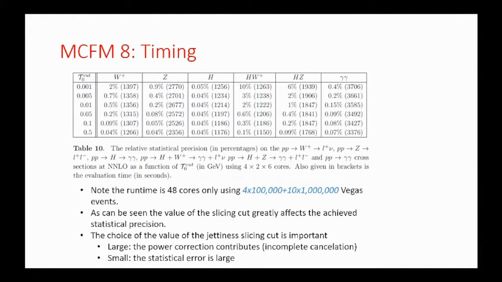So here you can see, again with of the order of 10 million events, how much time it takes on 48 cores. You can see the times in seconds here, and this is the statistical error you're going to find when you run it. And the statistical error depends on this tau cut you use. However, you want to use a smaller tau cut because you neglected terms which are finite in this tau cut. So there's a balance of where you want to choose this tau cut.